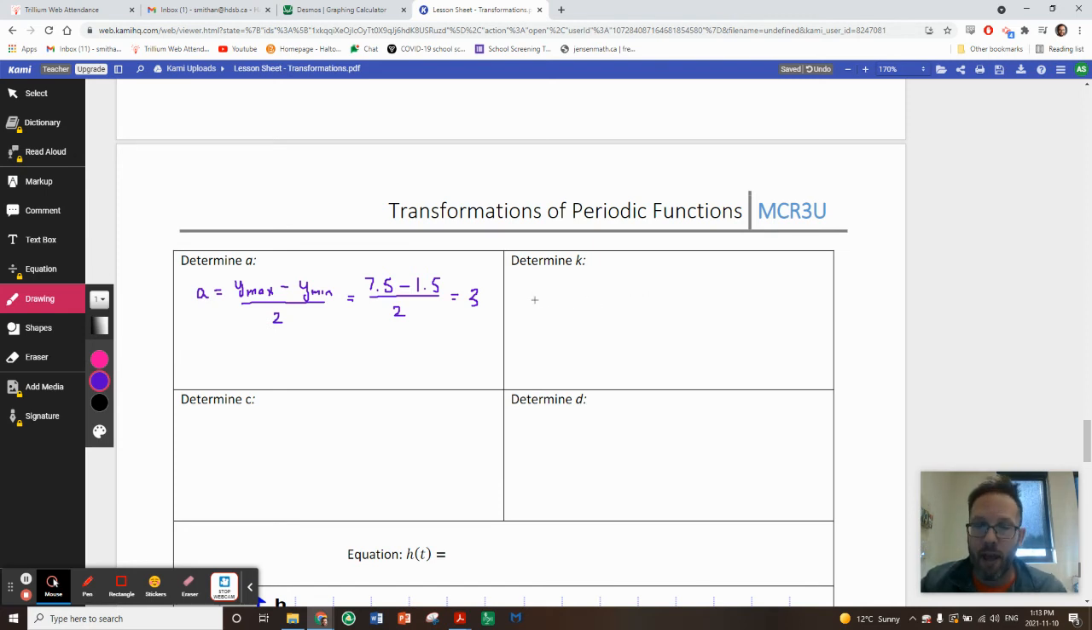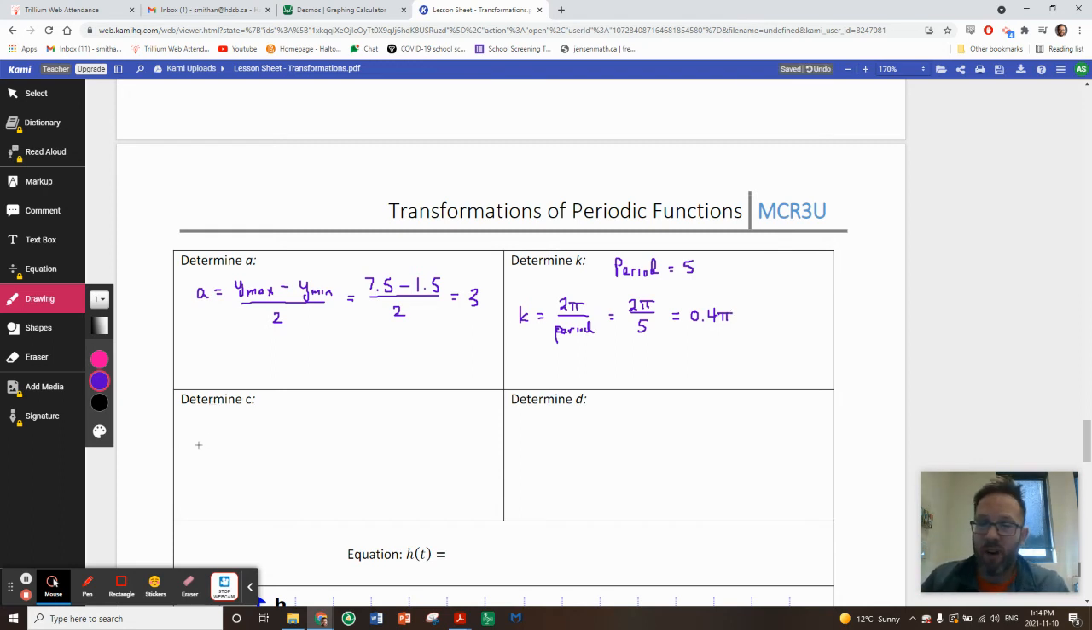What's our value for K? So the period is 5 seconds here. So our value for K, remember K is always 2 pi divided by the period. In this case, it's 2 pi over 5, and that's fine. If you want to leave it as 2 pi over 5, we can write that as 0.4 times pi if you guys like. So we got K.